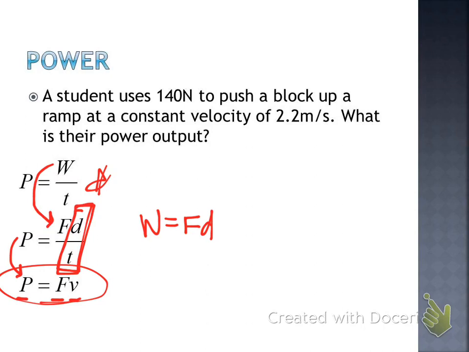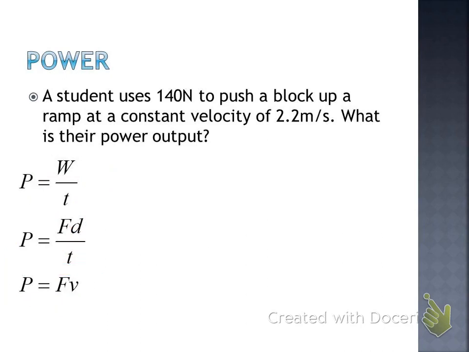This can make some of your problems really simple. If we apply a certain force that brings it to some velocity, that's our power output. This problem says a student used 140 newtons to push a block up a ramp at a constant velocity of 2.2. What's their power output? It's really just as easy as it seems. We're going to take force times velocity.